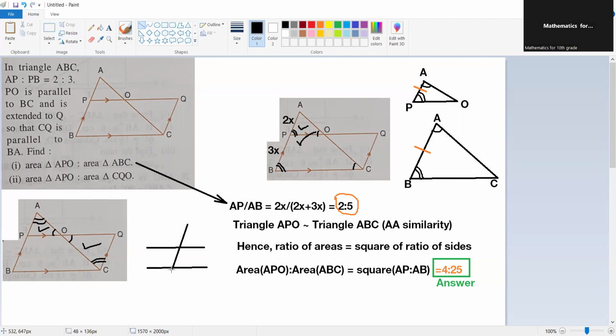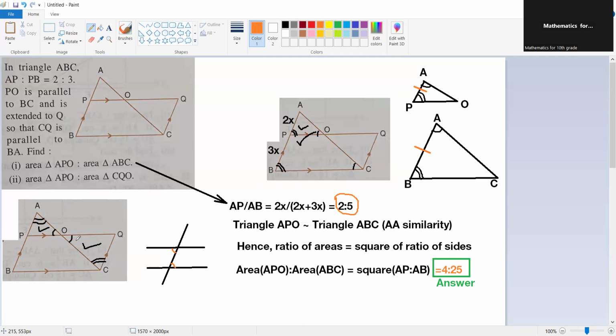Just to be more clear, if there are two parallel lines and there is a transversal cutting them, these two angles, I'll mark in red, are called interior alternate angles and they are always equal. So it is the same case in our case. Angle A is equal to angle QCO.